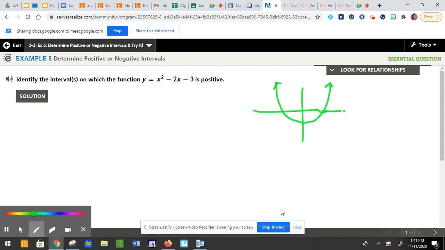It's considered positive when it's above the x-axis. It's considered negative when it's below. So what this is asking you to do is to figure out where the function is considered positive. So over what intervals is it positive? So what we really need to find is where does it cross the x-axis?